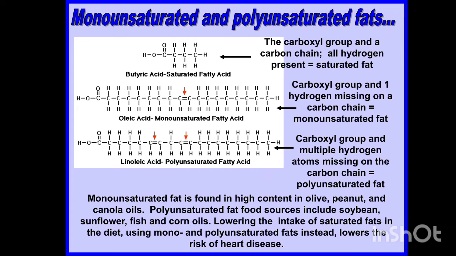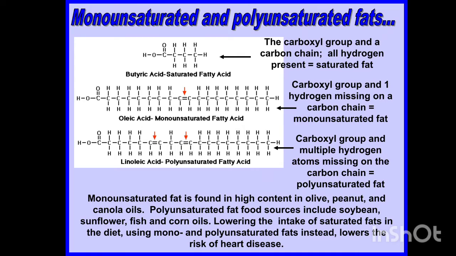Monounsaturated and polyunsaturated fats. Okay, now the first figure, butyric acid, a saturated fatty acid. The carboxyl group and a carbon chain, all hydrogen present, is equal to saturated fat. Now the second image is oleic acid, a monounsaturated fatty acid, with a carboxyl group and one hydrogen missing on the carbon chain, monounsaturated fats. Now the third figure is linoleic acid, a polyunsaturated fatty acid, with a carboxyl group and multiple hydrogen atoms missing on the carbon chain, that is called polyunsaturated fats.